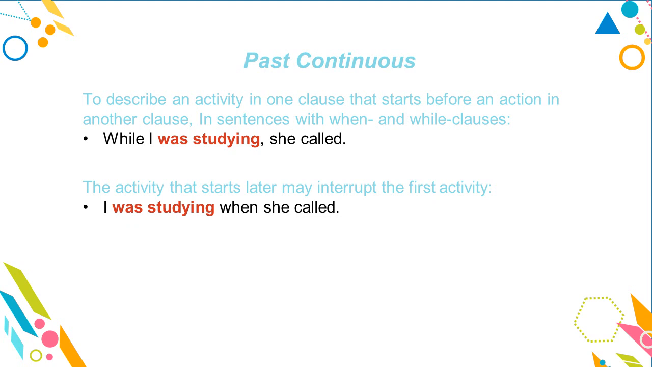Another use for the past continuous is to describe an activity in one clause that starts before an action in another clause, in sentences with when and while clauses. For example, we say, while I was studying, she called. We can also use the past continuous for an activity where the one that starts later may interrupt the first activity. For example, I was studying when she called.